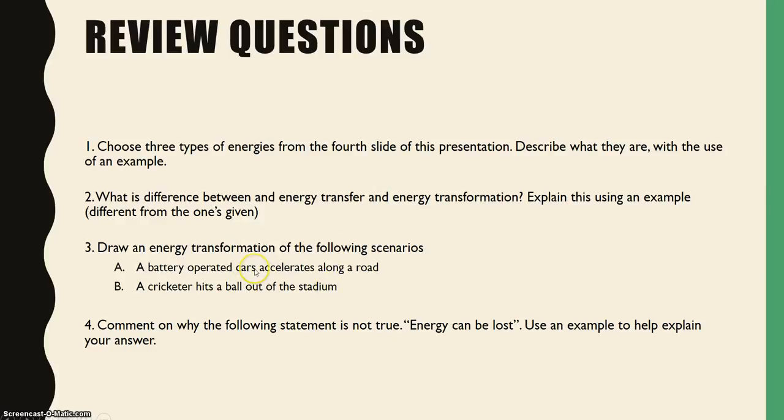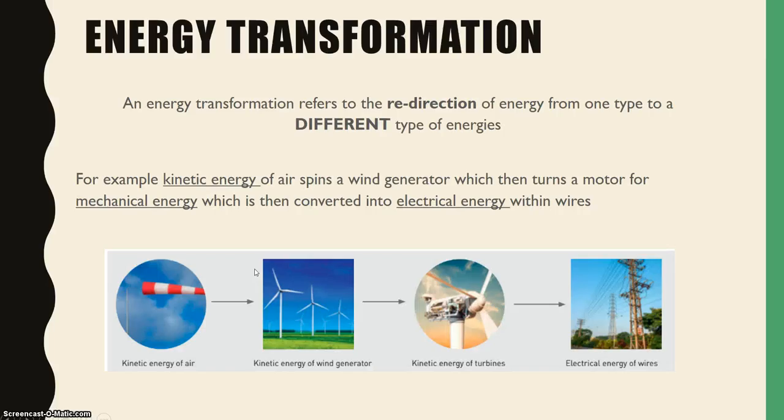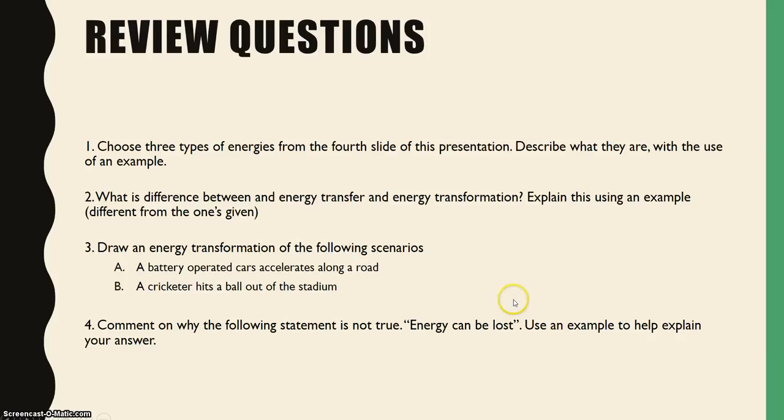Remember that the energy transformation diagrams should look like this. They should have a picture with an arrow in between, picture, arrow in between, picture, arrow in between. And finally, comment on the statement and say why it's not true: energy can be lost. Use an example from this PowerPoint to help you answer that.